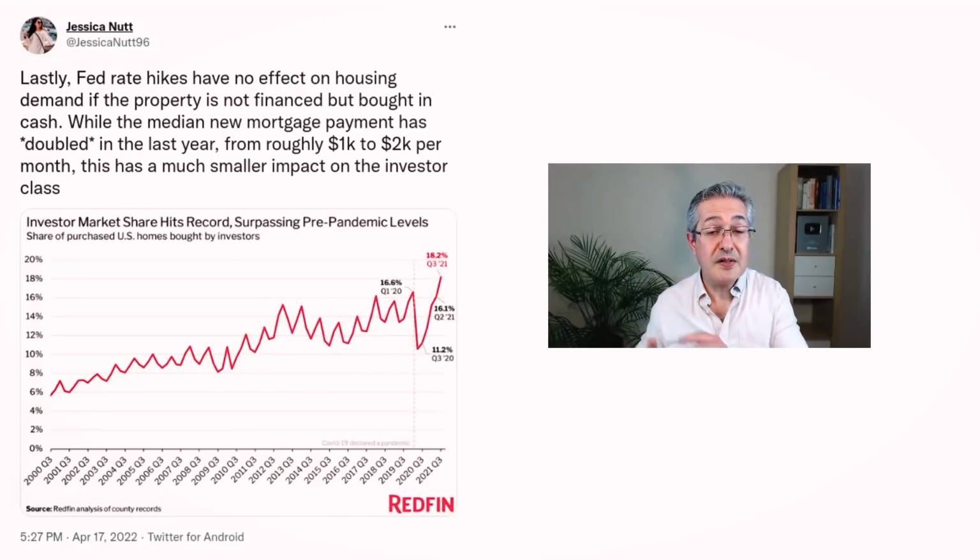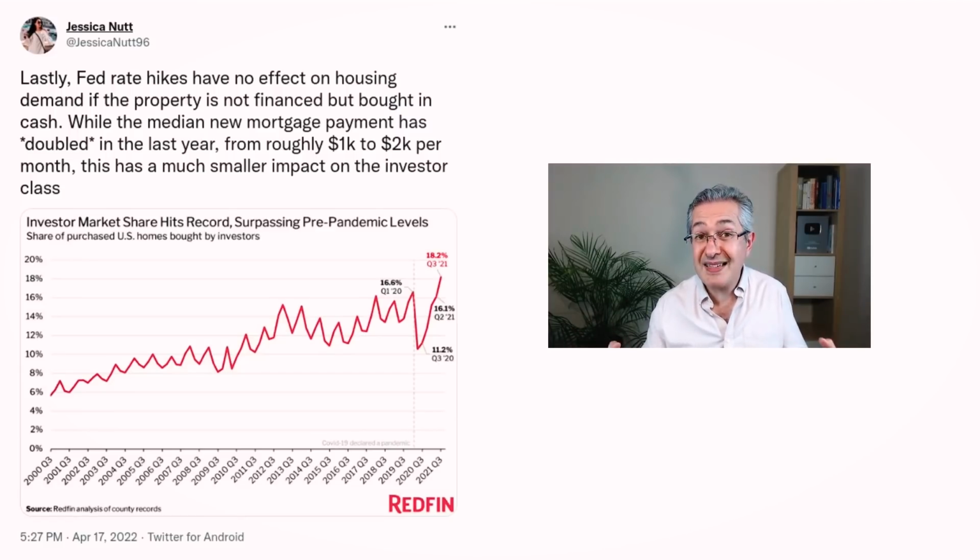Another nice point made here by Jessica Nutt in a tweet is about the number of people who are putting a large deposit down on their property, or maybe buying outright in cash. So this shows you the market share, think of that as the equity in the house, on average per home purchase. Now that's been creeping up since 2000, and recently it's surged upwards to 18%. Now that's important because even if interest rates increase, if you have a larger deposit or if you're a whole cash buyer, then you won't care about interest rates.